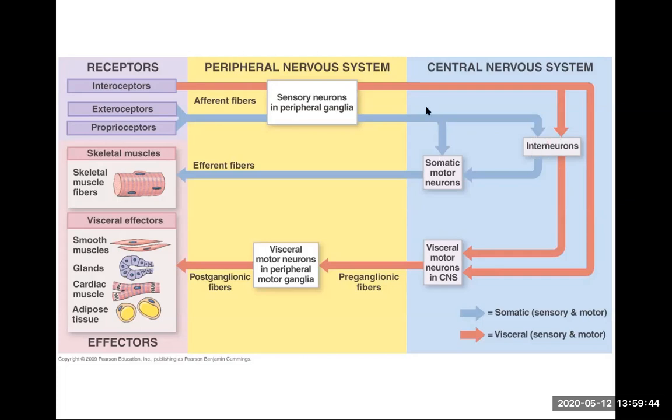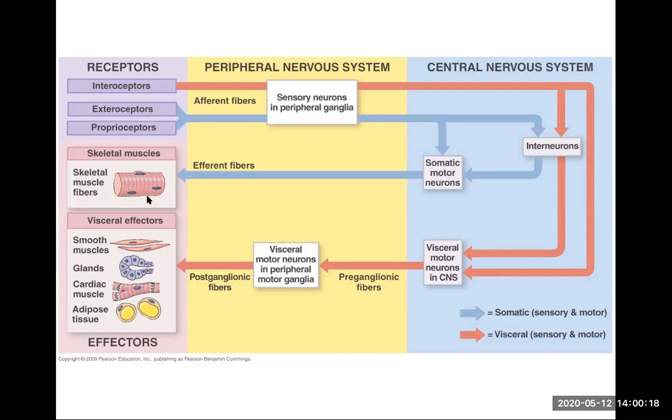Now, notice this little shortcut here. There are what are called reflexes. And when you have reflexes in the body, it can bypass the interneurons, making for a much more rapid response by the somatic motor neurons, traveling to, say, a skeletal muscle. And that would be important in the case of something like, say, pain or heat.